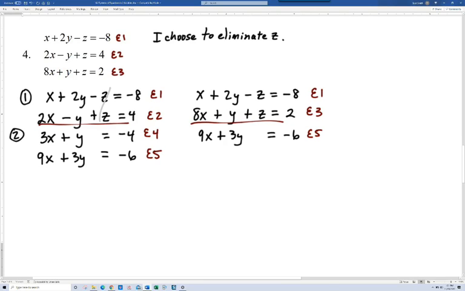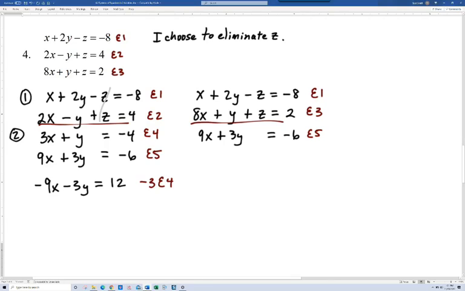So let's see, we have equation 4 and 5. I want to eliminate, it really doesn't matter, x or y. Let's go ahead and multiply equation 4 by negative 3. And so we'll get a negative 9x in that first spot, and that'll cancel out the 9x below. So negative 3 times 3x is negative 9x. Negative 3 times y will give us a minus 3y. And on the other side, negative 3 times negative 4 is 12.